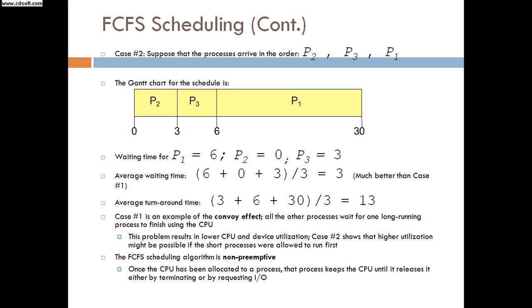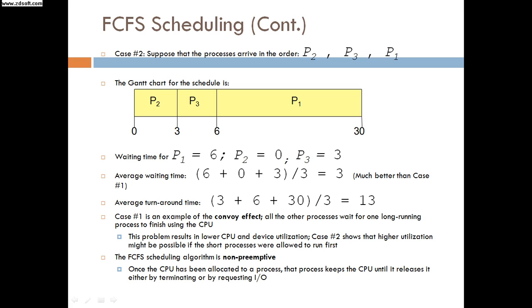The arrival order of the processes will have a major impact on FCFS scheduling. It will produce a convoy effect. The convoy effect is nothing but all the other processes waiting for a long running process to finish using the CPU. This is the example we have taken in case 1.